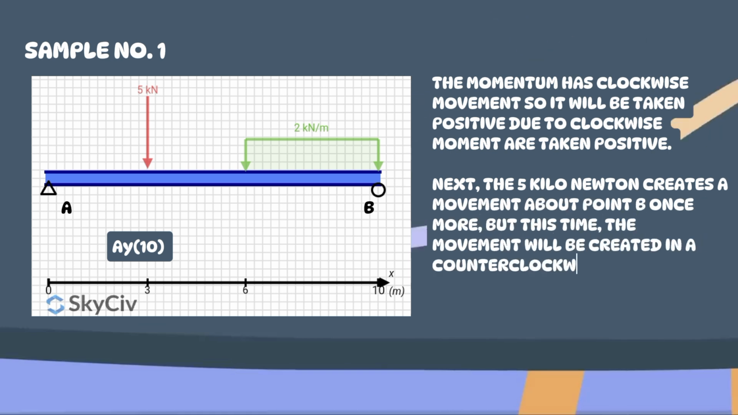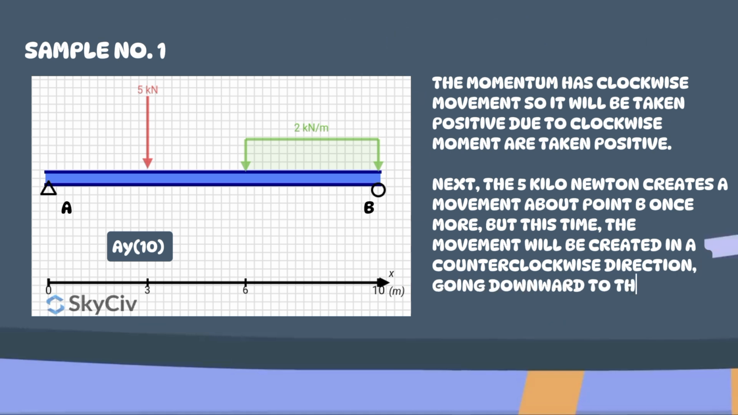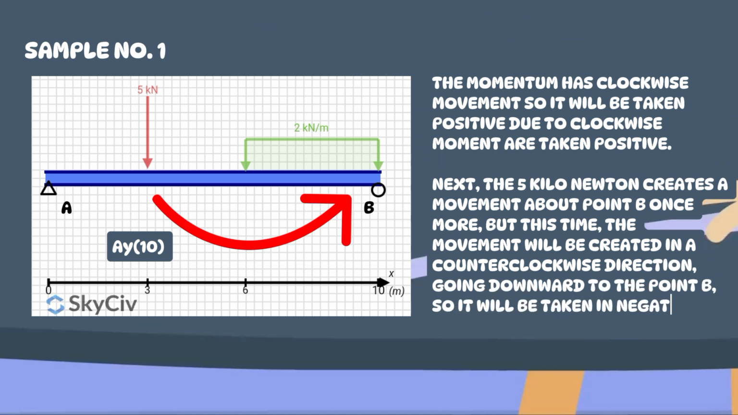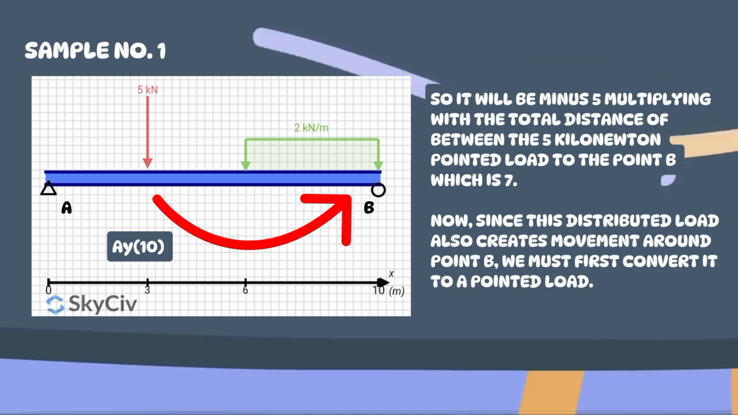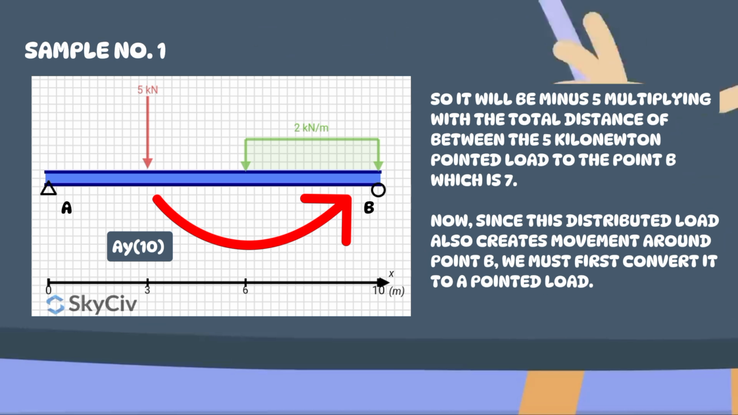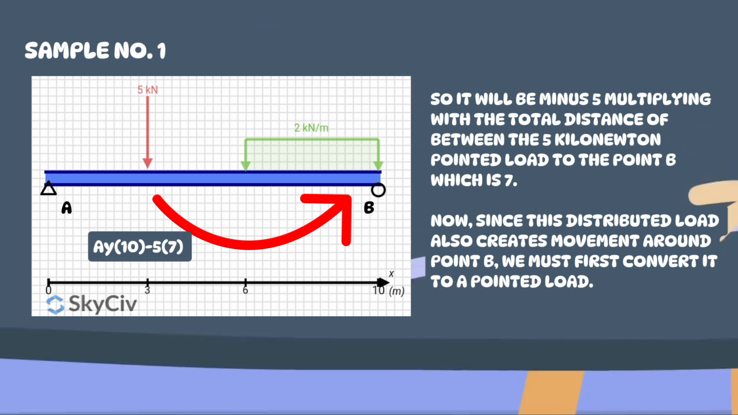Next, the 5 kN creates a movement about point B once more. But this time, the movement will be created in a counterclockwise direction, going downward to the point B, so it will be taken as negative. So it will be minus 5 multiplied by the total distance between the 5 kN pointed load and point B, which is 7.